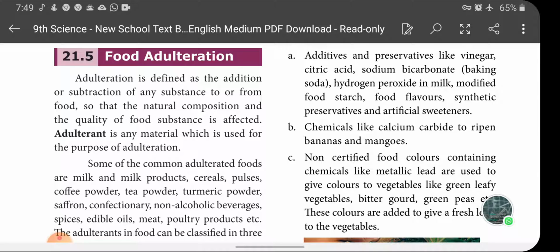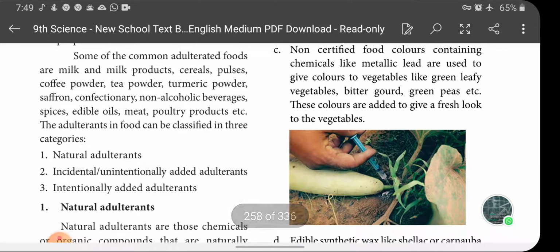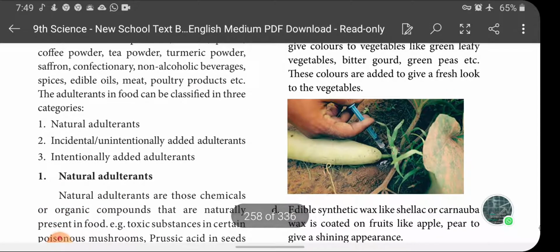An adulterant is any material which is used for the purpose of adulteration. Some of the common adulterated foods are milk and milk products, cereals, pulses, coffee powder, tea powder, turmeric powder, saffron, confectionery, non-alcoholic beverages, spices, edible oils, meat, poultry products, etc. The adulterants in food can be classified in three categories: natural adulterants, incidental or unintentionally added adulterants, and intentionally added adulterants. So these are the three ways the food can be adulterated.